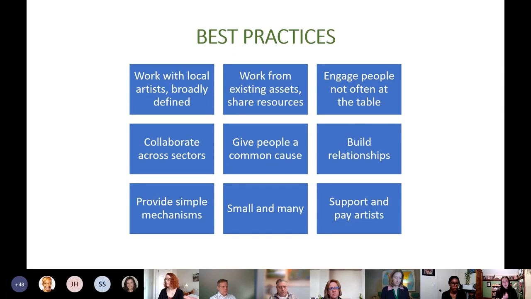You'll learn what artists and what organizations really love to do this work. You'll learn what people appreciate, and then you can build on that. So starting small and many, and then of course supporting and paying artists. So not only are you paying artists to do these projects, and when I say artists, these are people in your community. So how are you employing them? How are you supporting their employment? And then also, how are you supporting additional learning opportunities? Like, how do you make sure your contracts are good so that they have good contracts to use going forward? So these are some best practices that we like to share.